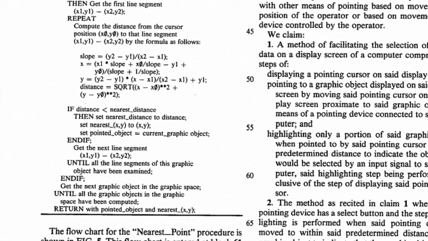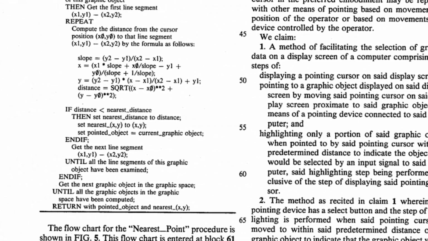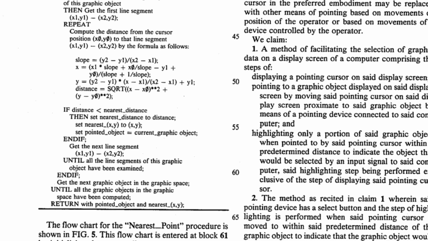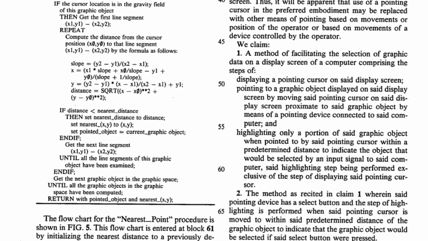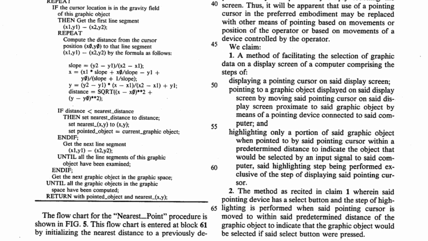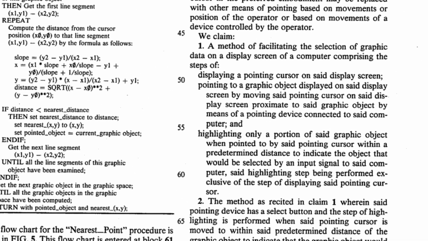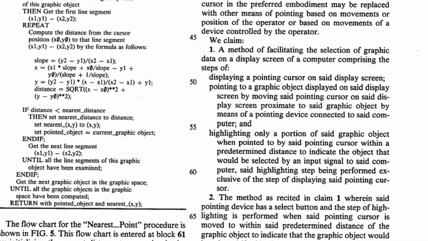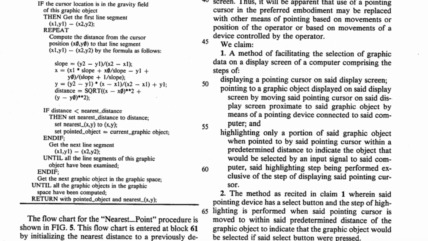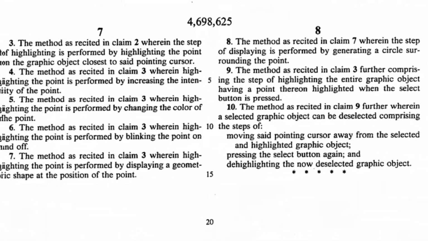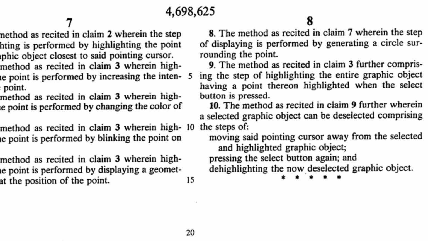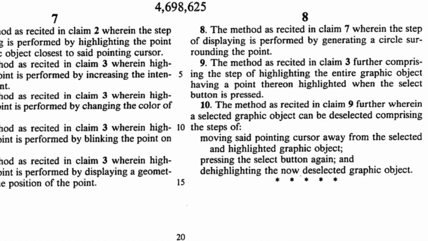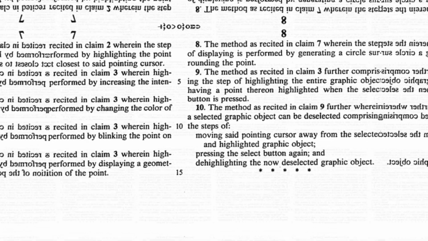2. The method as recited in Claim 1, wherein said pointing device has a select button, and the step of highlighting is performed when said pointing cursor is moved to within said predetermined distance of the graphic object, to indicate that the graphic object would be selected if said select button were pressed. 3. The method as recited in Claim 2, wherein the step of highlighting is performed by highlighting the point on the graphic object closest to said pointing cursor.